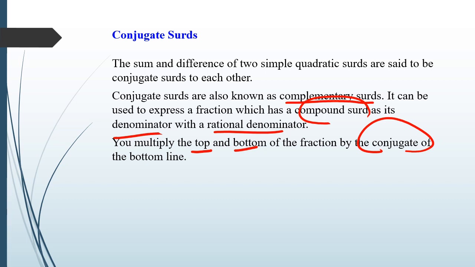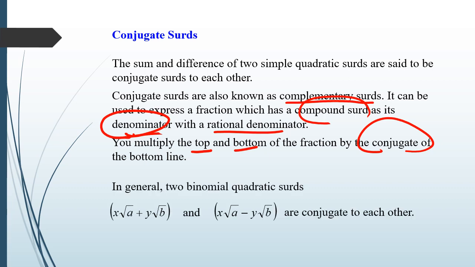Okay, because we can represent it as a denominator. If we have a surd in the denominator, it's not a nice representation. Okay, so in general, for two binomial quadratic surds, we should have x root A plus y root B, and then the conjugate is actually x root A minus y root B.